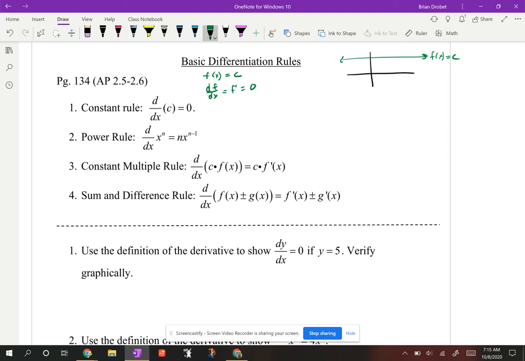This d dx notation is like an action to take the derivative. So d dx of the function 5, that's like saying what is the derivative of 5? It is 0. Now, if you've done enough limit definition of the derivatives on power functions, you'll recognize the power rule. So the derivative of x raised to a power n is nx to the n minus 1.